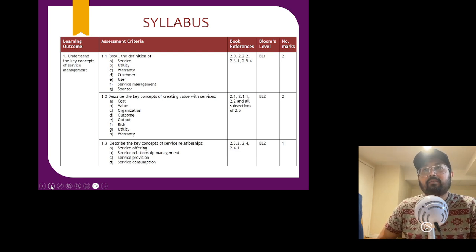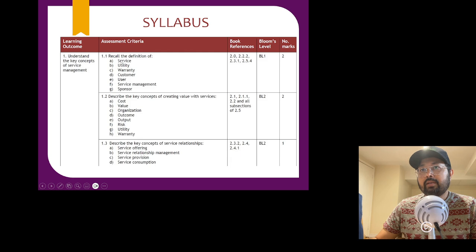Now recall from the syllabus. As you can see, the syllabus is composed of service definitions, warranty, and customer, user and service management. This is learning outcome 1, and in the 4th column on the right side it measures Bloom level 1 and Bloom level 2. From the syllabus you can see the mark distribution for learning outcome 1, the first chapter of the syllabus, is 5 marks in total.